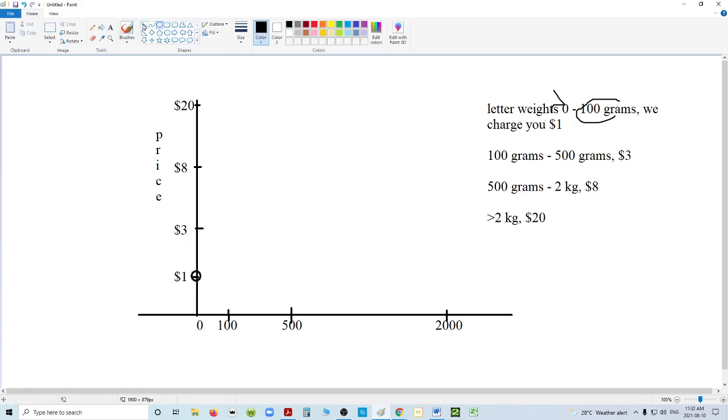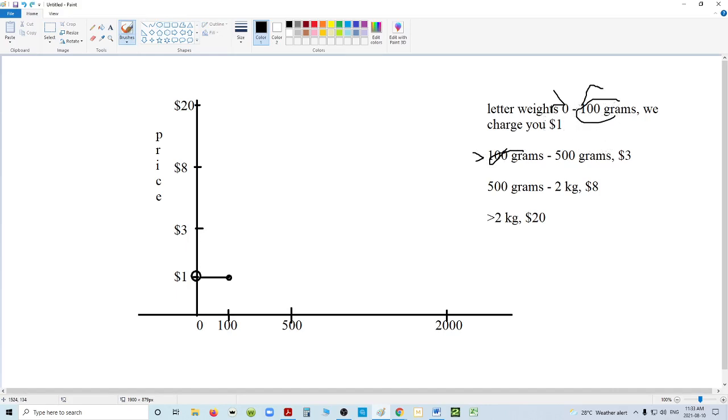It says up to 100 grams right there, so we'd have to figure out if it's included. So we put a solid circle there. I'm sorry, that's not a very good solid circle, but we would put a solid circle there. And that would mean that this one has to be bigger than 100 grams, because if you have 100 grams here and 100 grams here, they don't know whether to charge you $1 or $3.